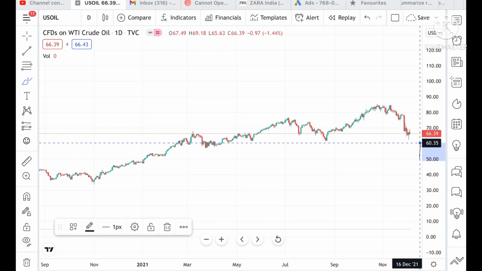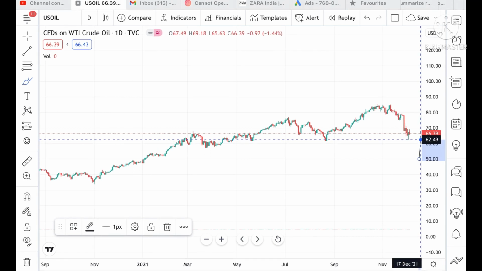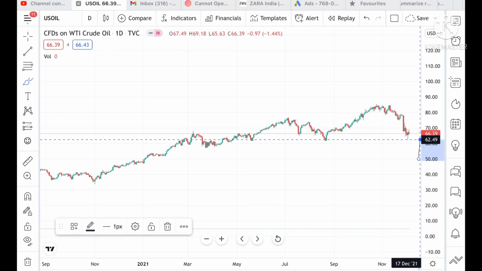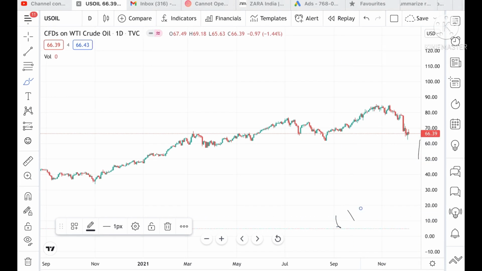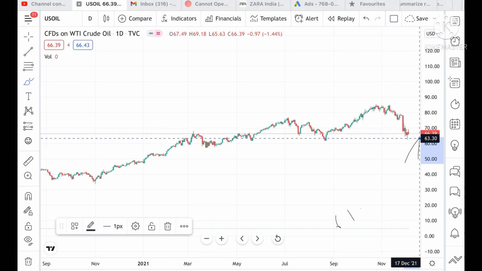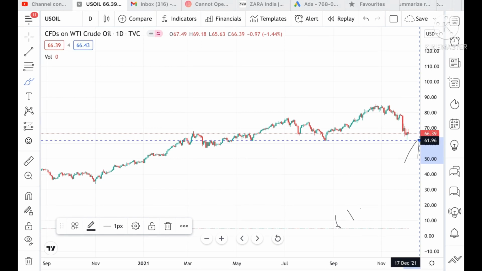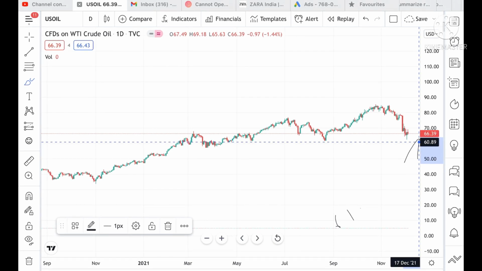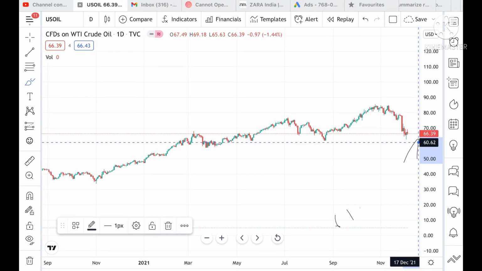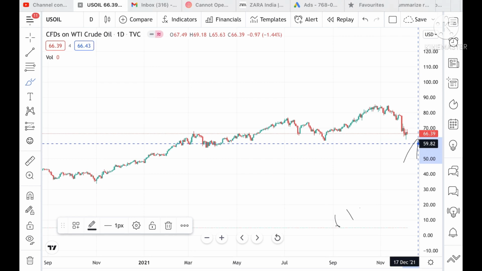Okay, see, now look at the chart. What we can see, the price is coming at around 66.39, and I have already told you to keep in mind a level of 62.49 or 63. Once it goes below this level, then we can see it can go further low to a level of 60.89, and if the price doesn't sustain this level, then it can go further low to a level of 60.08.